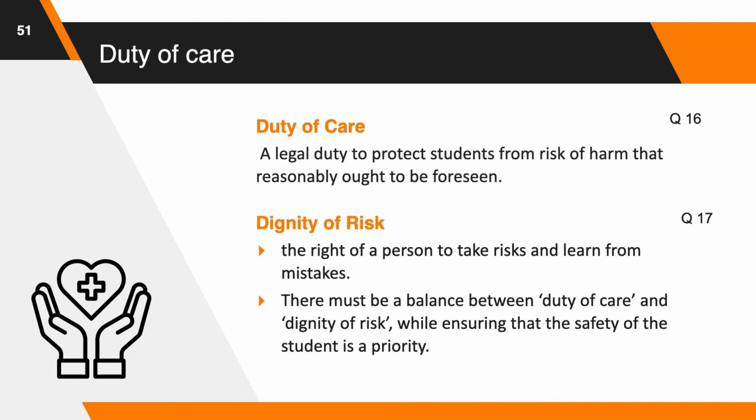And dignity of risk, I'm not sure if you've heard of this. Dignity of risk comes from the disability area, but it's the right of a person to take risks and to learn from mistakes. And there should be a balance between duty of care and dignity of risk. We've got to allow young people to take some reasonable risk, to learn from their mistakes, to experience different things, but at the same time we must ensure the safety of the young person. So that will help you with question 16 and 17.